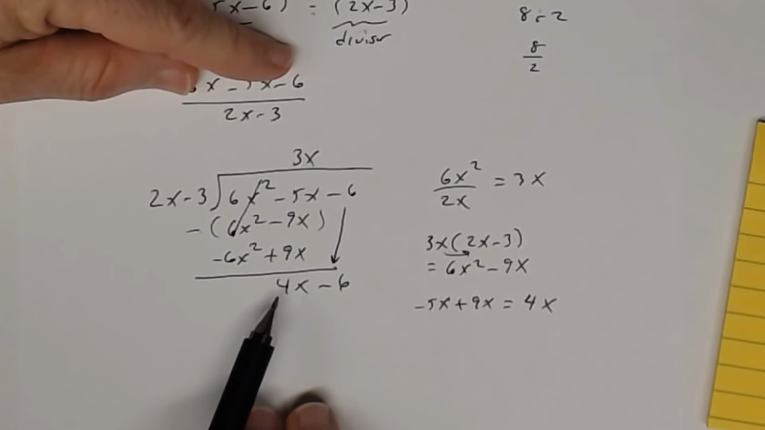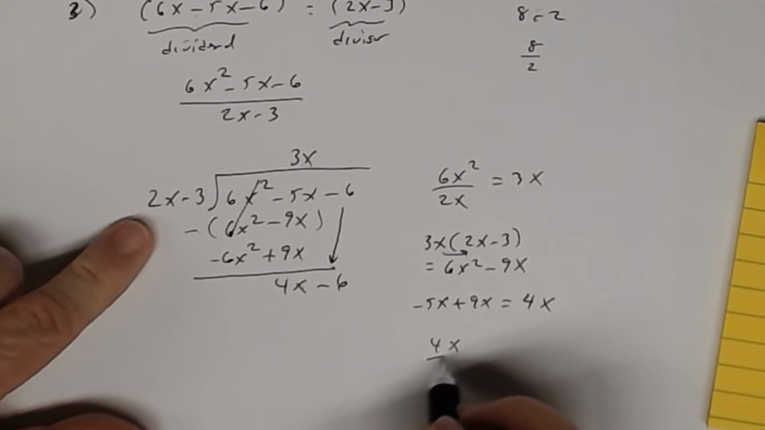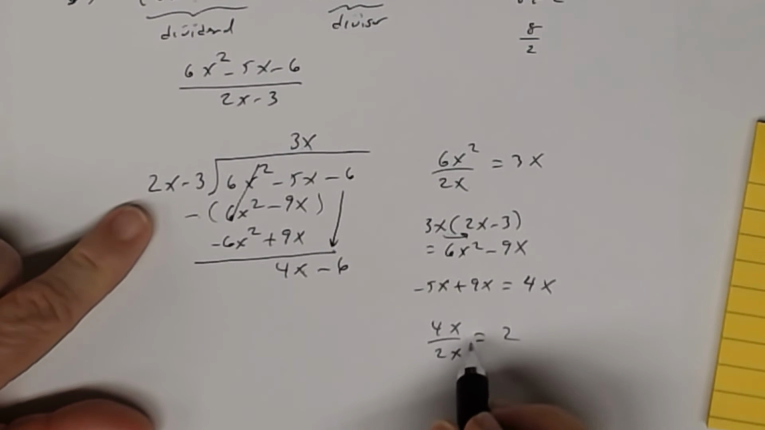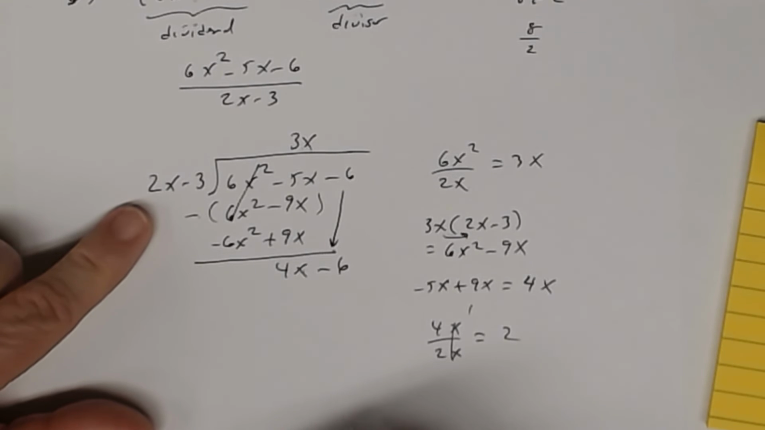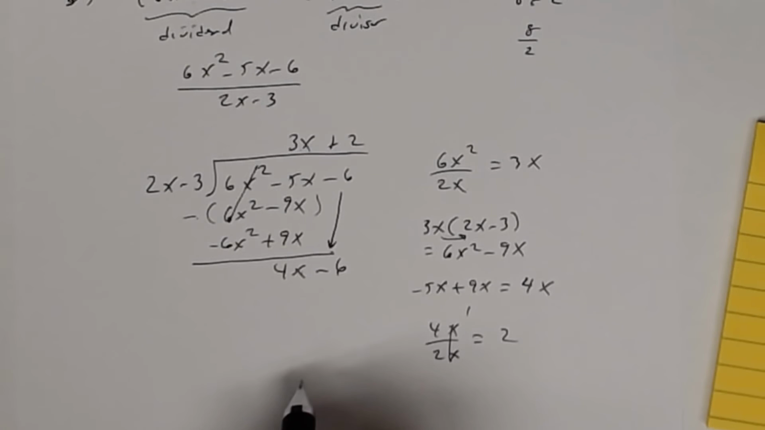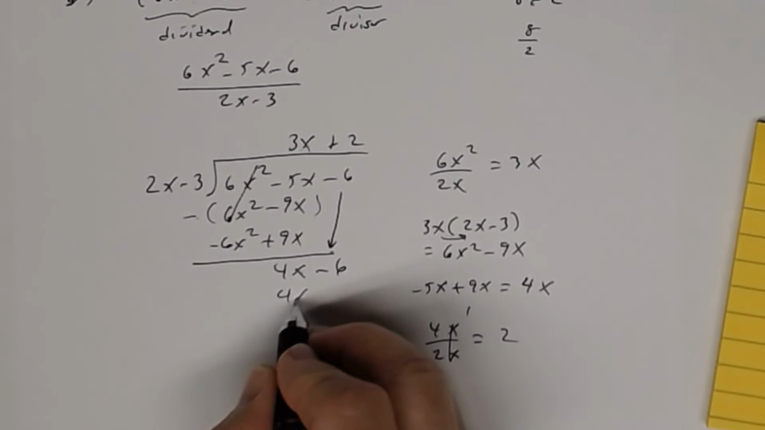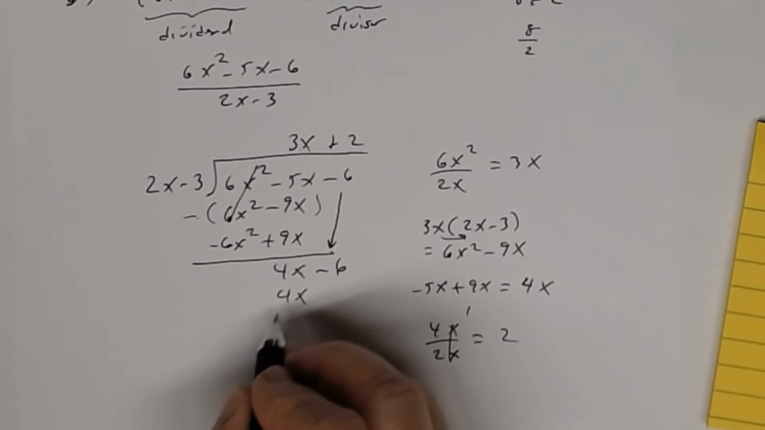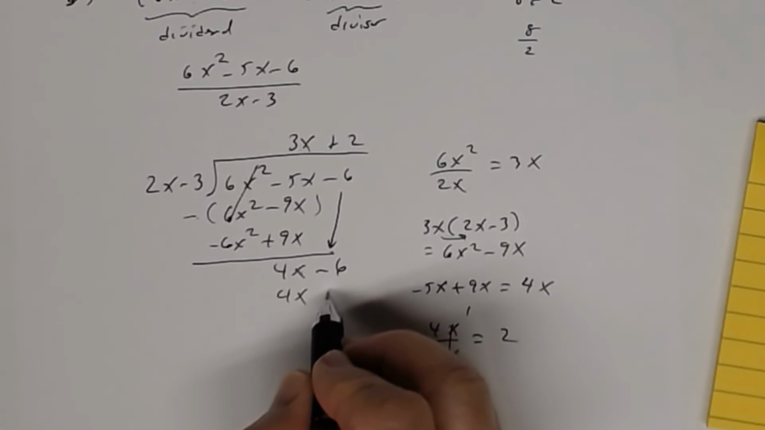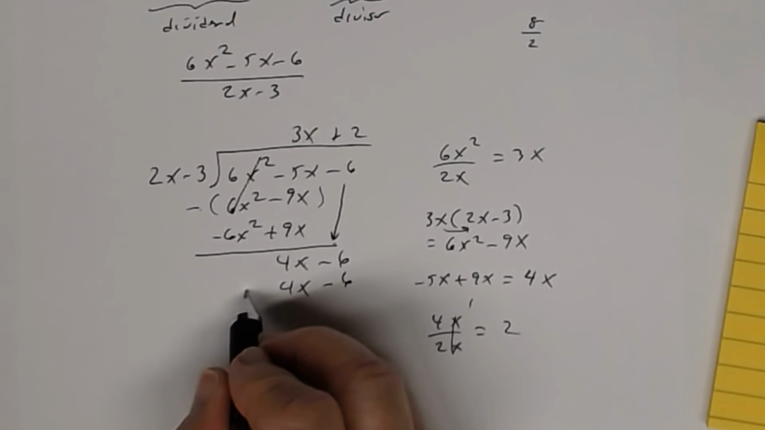And then we do the process all over again. First divided by first. So 4x divided by 2x is just 2. 4 divided by 2 is 2, and the x's divide out. And so I'm going to put that positive 2 here, so you must say plus 2. Then we multiply. 2 times 2x is 4x. If you're doing this correctly, those two terms have to be identical. 2 times negative 3 is a negative 6. All right, then I subtract.